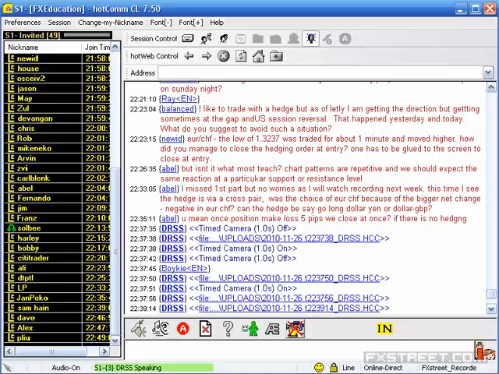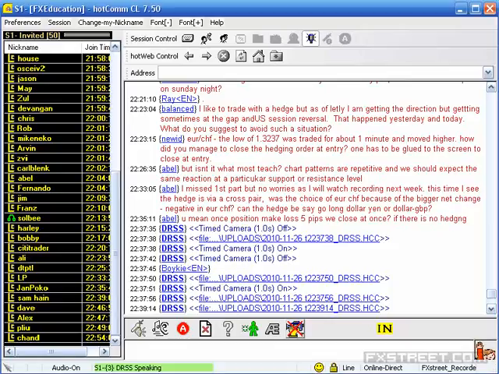In Euro CHF, the low of 1.3237 was traded for about 1 minute and moved higher. How did you manage? When it dropped, it was not trading for 1 minute; they kept a sell order at 1.3237 for about 2 to 3 minutes. If you have watched the live market page, you would have understood. But on a 5 minute chart, it appears as if it happened for 1 minute. That's why I kept the stop at entry at that level.